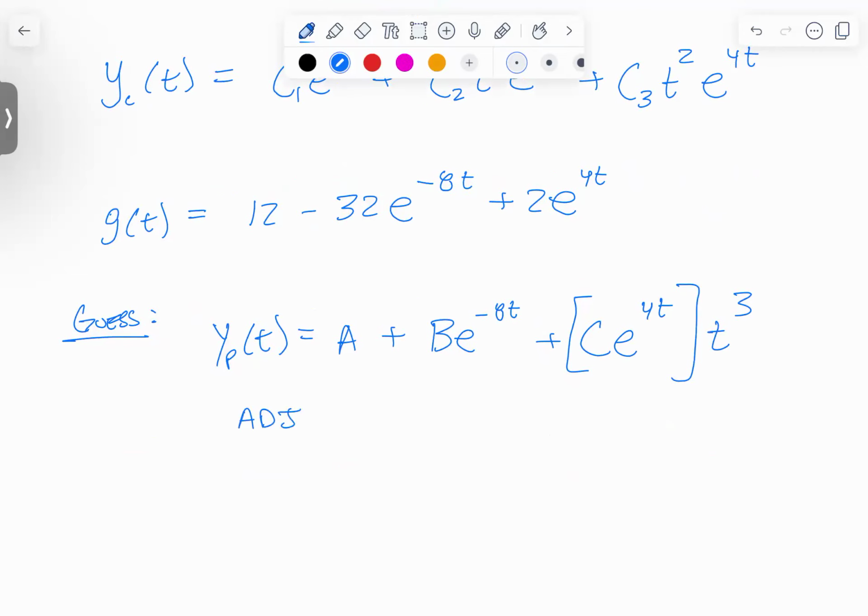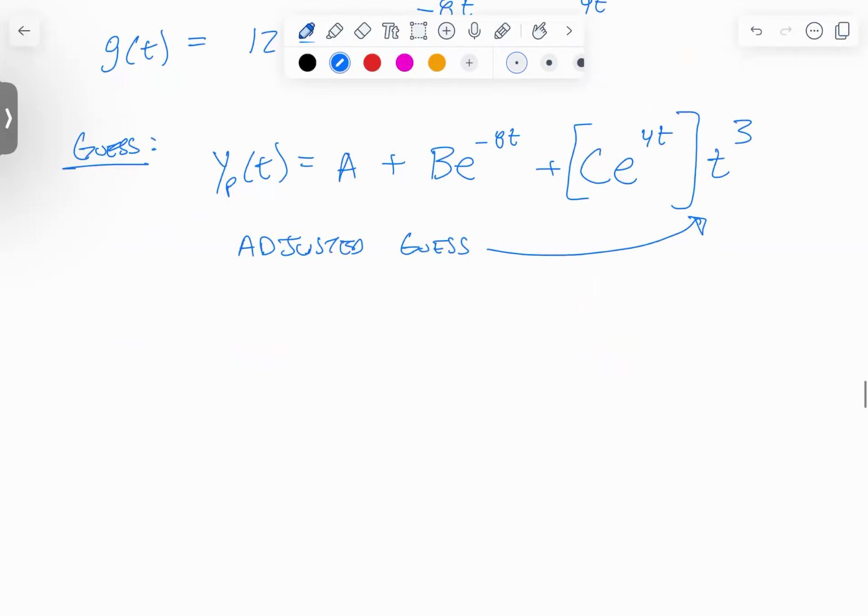Let's say adjusted. Yes. All right, so y of t equals C1 e of t.